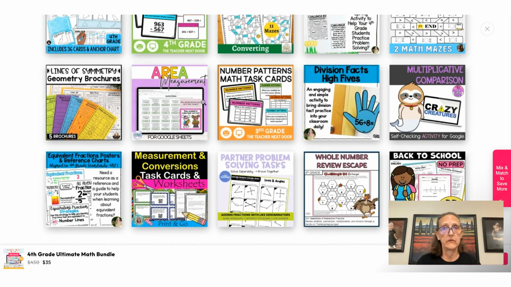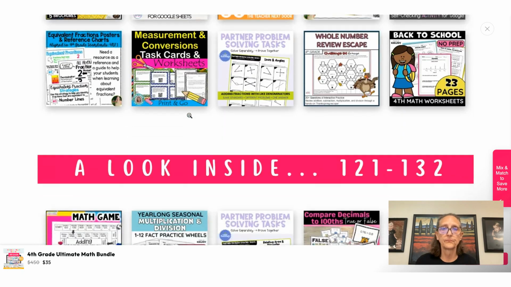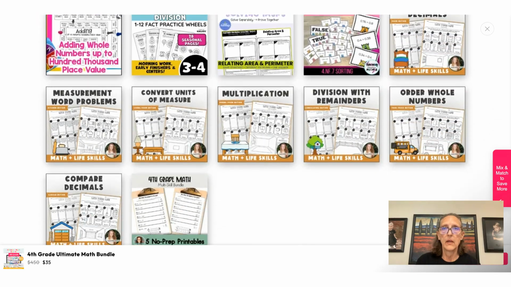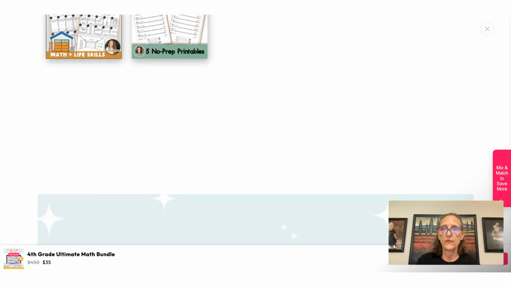Oh, this one is mine as well, area measurement. This one, again, word problems for area, and these are area of rectangles and triangles and squares. And so it also has a joke here, and as the puzzle appears, the punchline to the joke appears. So that's kind of fun. It's spring themed. All right, let's see. I think that's it for me for 4th grade.